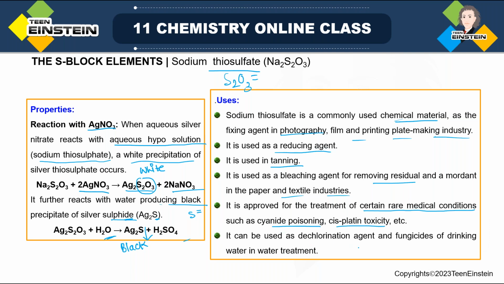And as a dechlorinating agent, dechlorination agent, that means it can be used for removal of chlorine. That is why we are using the term dechlorination. Whenever you are using the term de-, suppose I am saying dehydrogenation. Dehydrogenation means you are removing hydrogen. Hydrogenation is addition of hydrogen. Dehydrogenation is removal of it. Chlorination is addition of chlorine. Dechlorination is removal. So it is a dechlorinating agent and a fungicide for drinking water in water treatment. So to make the water drinkable, that is in purification, it has use.